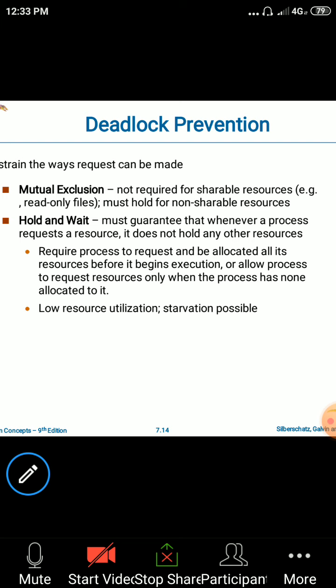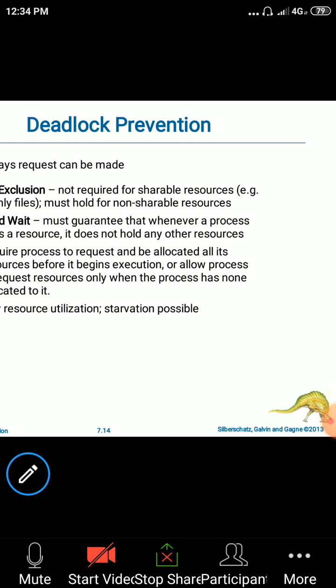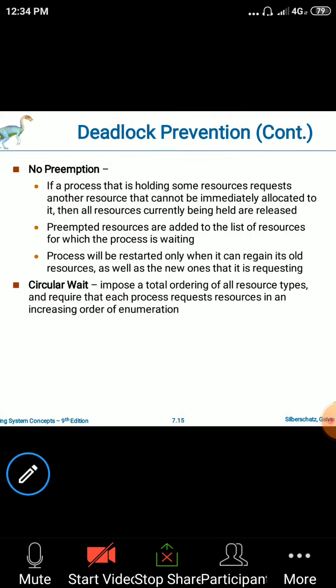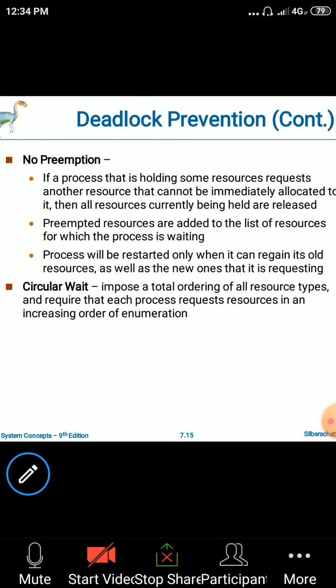So this is about mutual exclusion and hold and wait. So which is the third characteristic for deadlock to occur? That is no preemption, right? No preemption means once the process gets the resources, the resources cannot be released from the process until it completes its execution, and that is called no preemption.